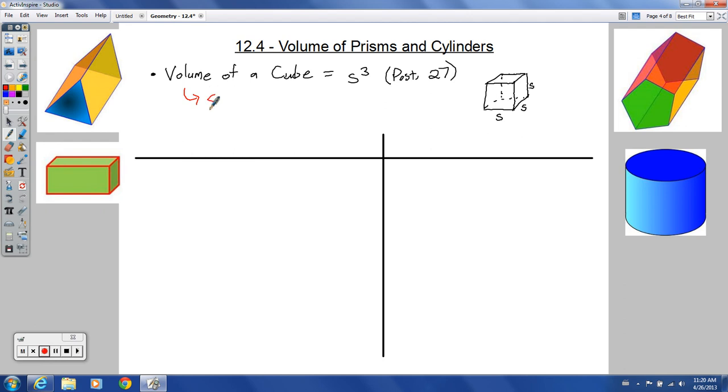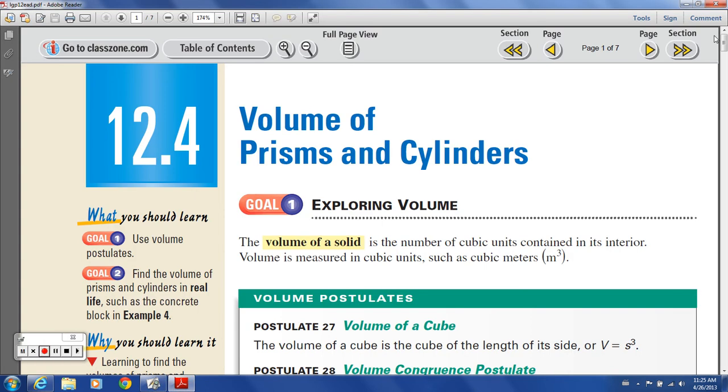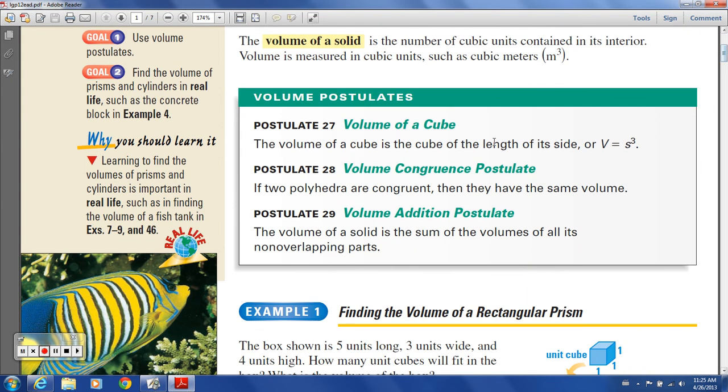For an example, you can see example 1 on page 743. I don't feel like we need to go over one together in full here, but we will check it out in the book just a second. And so here is 12.4. We're looking at the volume of a cube. There's some other things too.